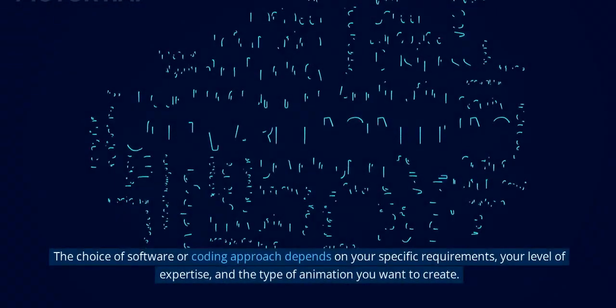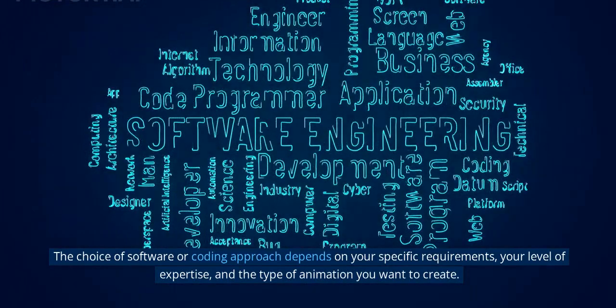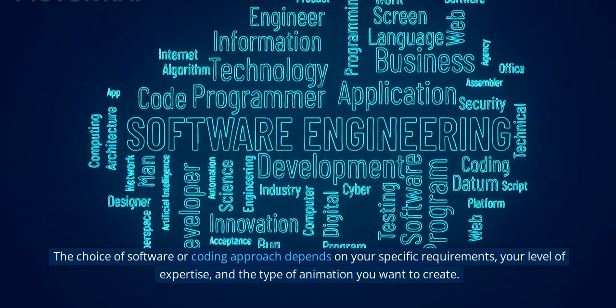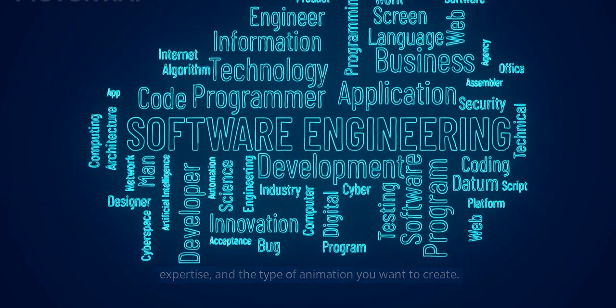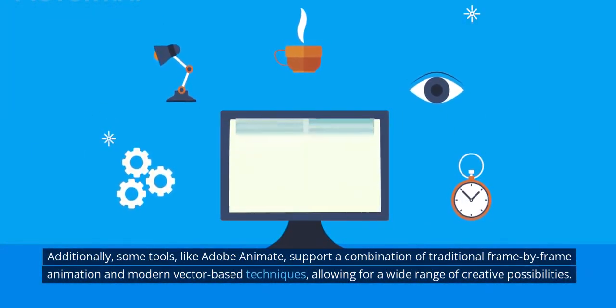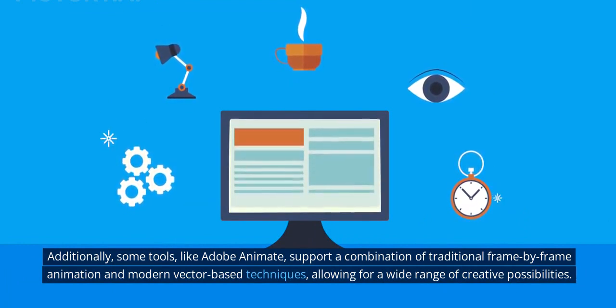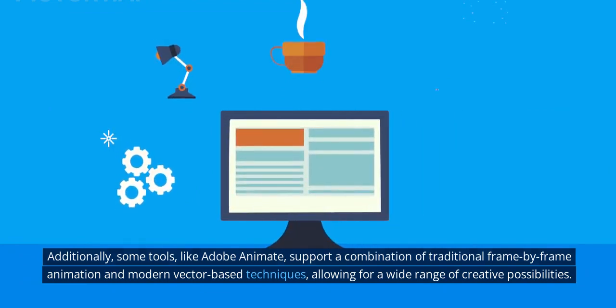The choice of software or coding approach depends on your specific requirements, your level of expertise, and the type of animation you want to create. Additionally, some tools, like Adobe Animate, support a combination of traditional frame-by-frame animation and modern vector-based techniques, allowing for a wide range of creative possibilities.